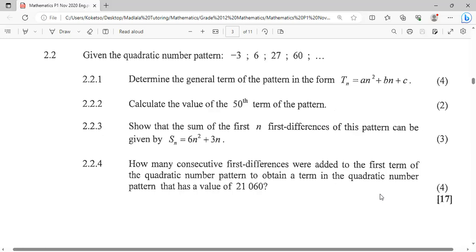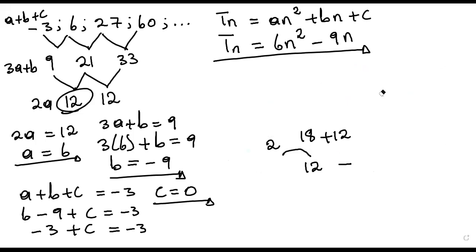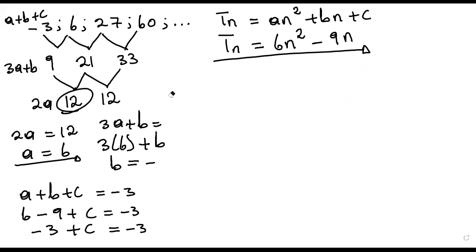So the first thing we need to do here is to determine the position of a term in the quadratic number pattern that has a value of 21,060. That's the first thing we must do. We must determine the position of that term. So let's do that. How do we determine the position of that term? This is how we do it. We are going to treat that term as the general term, so in short, as the last term of this pattern. So the general term will just be 21,060, and this is equal to 6n squared minus 9n.